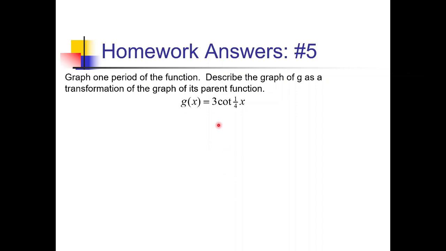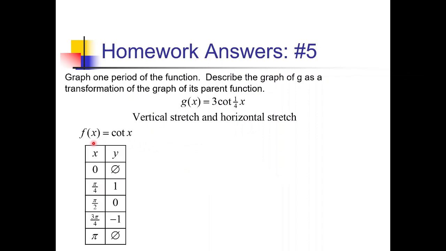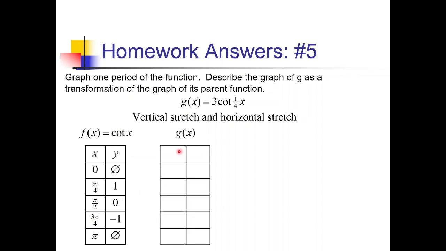On this problem, we're trying to graph 3 cotan 1/4 of x. For the transformations, we have a 3 out here giving us a vertical stretch since that's bigger than 1. And this 1/4 inside, since that's smaller than 1, this gives us a horizontal stretch as well. So stretching in both directions. For the parent table, here's our cotan table from 0 to pi. And for the g of x table, for the x values on this one, the 1/4 inside means we're doing 4 times x for the actual rule. And then we have 3 out here giving us 3 times y for the y values.